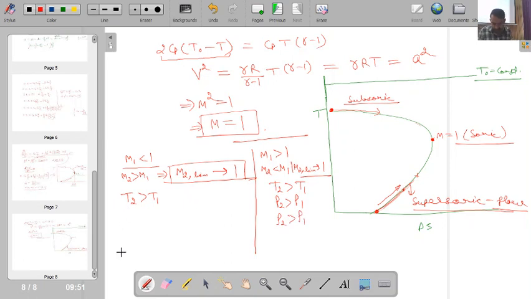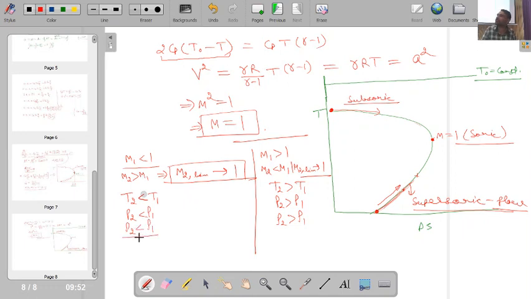Sorry, I have written something wrong. Here this T2 should be less than T1. For subsonic flow, T2 will be less than T1. Okay, and also P2 will be less than P1, and rho 2 will be less than rho 1.